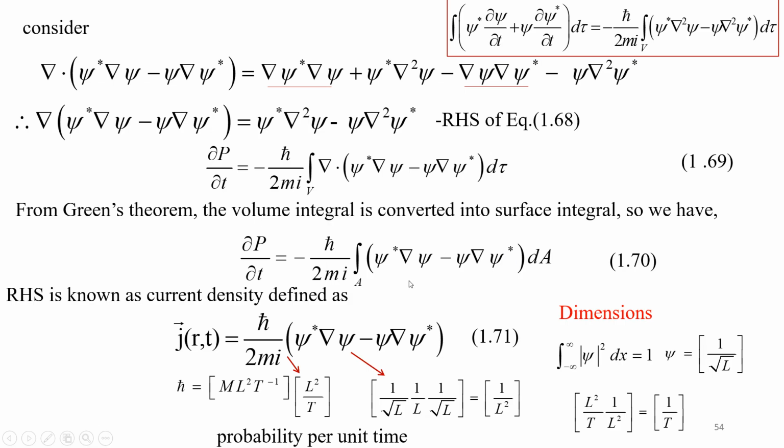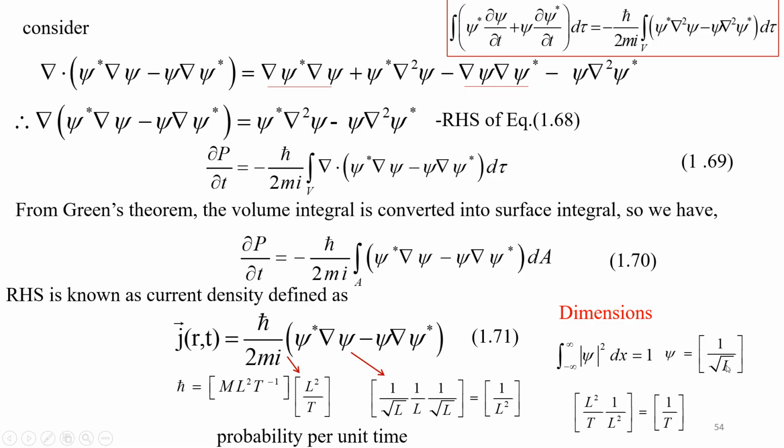This term, the right hand side of equation 1.70, is known as the current density, defined as J(r, t), which is equal to this term. Now look at whether the unit matters or not. We will find out. We know that the square integral of the function is equal to 1 according to normalization. Now you substitute here. What is the unit of ψ here? ψ must be 1 by root L. Only then this will become 1 by L. Already dx has a unit L, so L will get cancelled and we have the answer as 1. So your ψ will have a unit of 1 by root L.